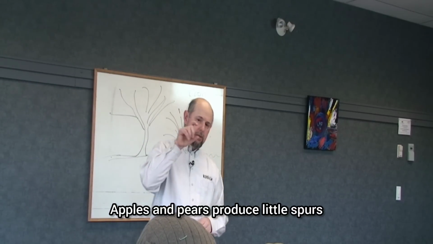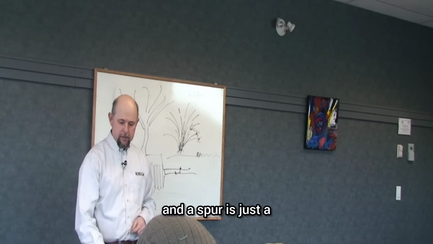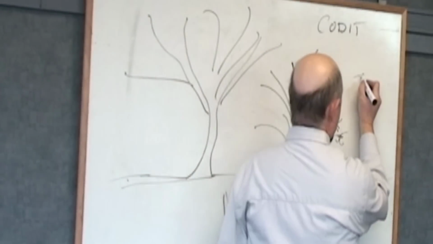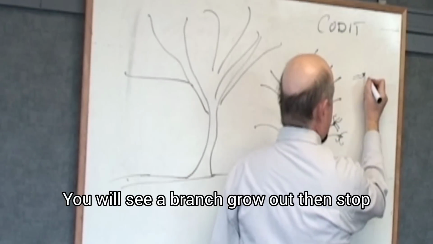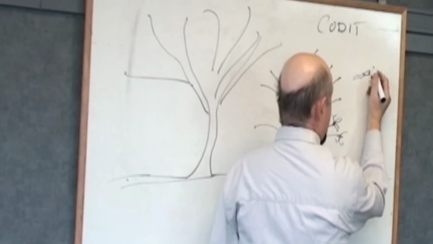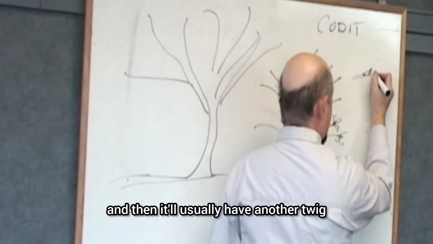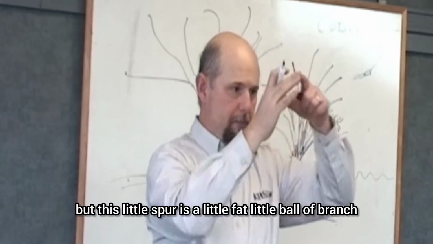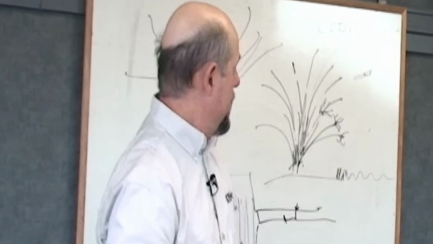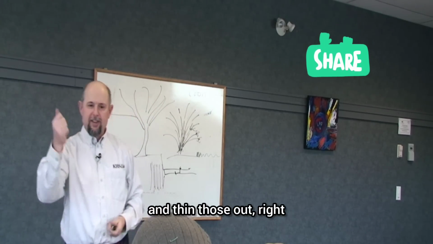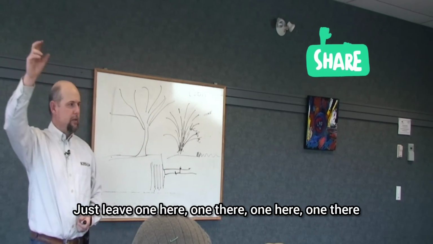Apples and pears produce little spurs. And a spur is very identifiable if you ever see one on a tree. You'll see a branch come out and then it'll stop, and then there'll be this little weird looking thing that's got like a little fat branch on it, and then it'll usually have another twig growing off of it. But this little spur is a little fat ball of branch, and that's where the fruit comes. So when you're pruning, you can go through and thin those out, right? Just leave one here, one there.